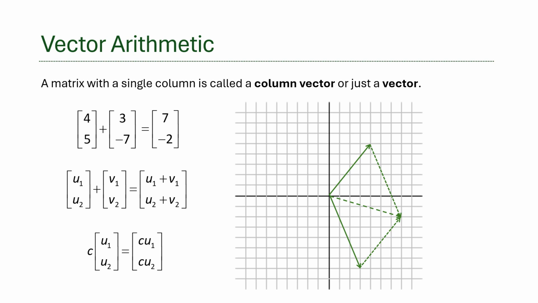Now, finally, we'll define multiplication by a scalar by just multiplying each term by the scalar. So this has the geometric effect of stretching or shrinking the vector by a factor of the magnitude of c, and a negative scalar is just going to reverse the direction of the vector.